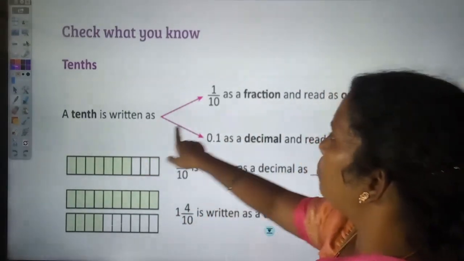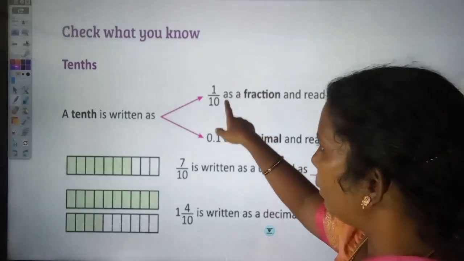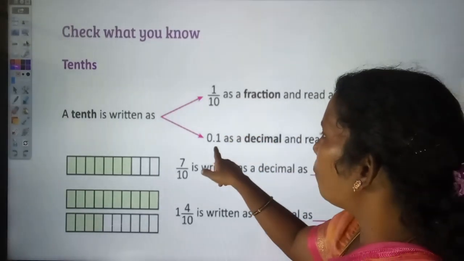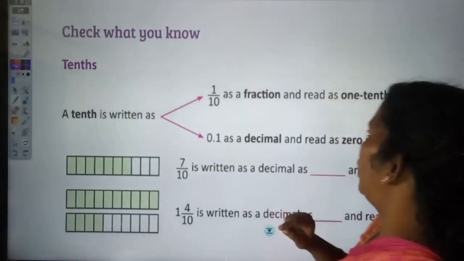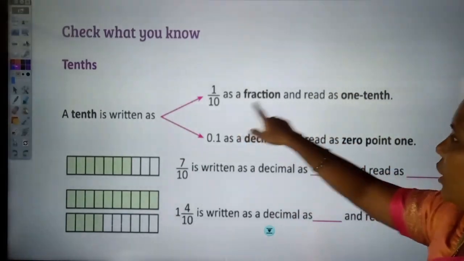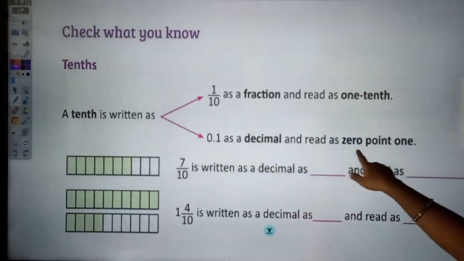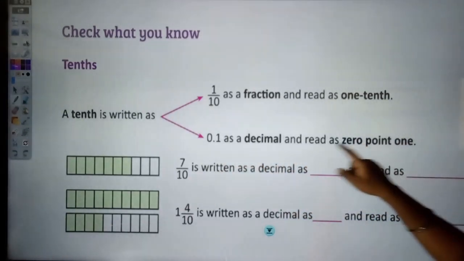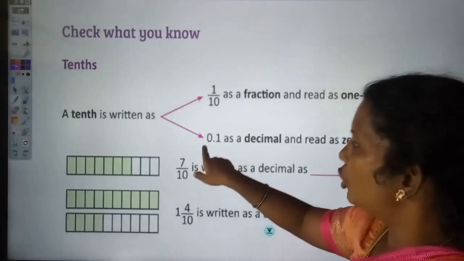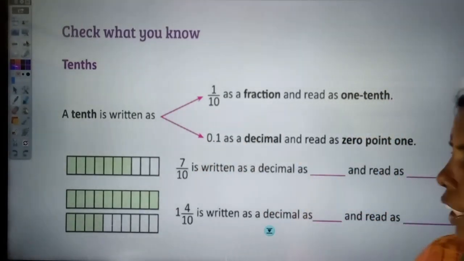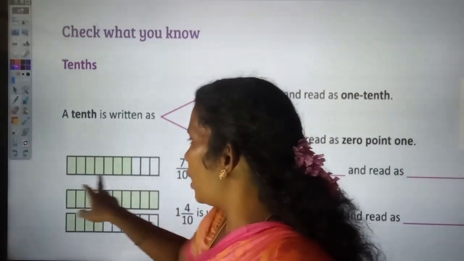See, this tenth we say as 1 by 10 in fraction, and 0.1 is the decimal. This 1 by 10 can be read as 1/10th. This 0.1 can be read as 0.1. While reading, we should not say it wrongly. For example, a picture is given here, look.